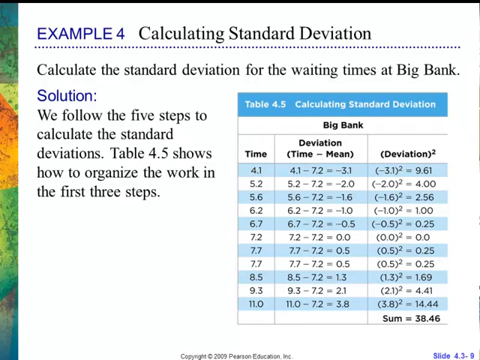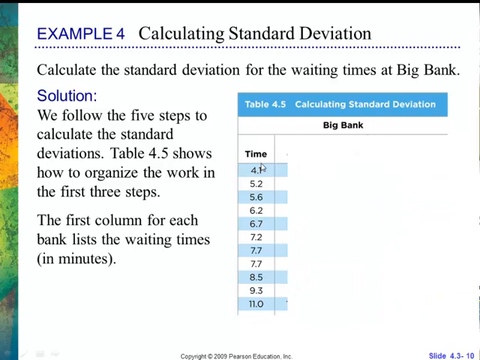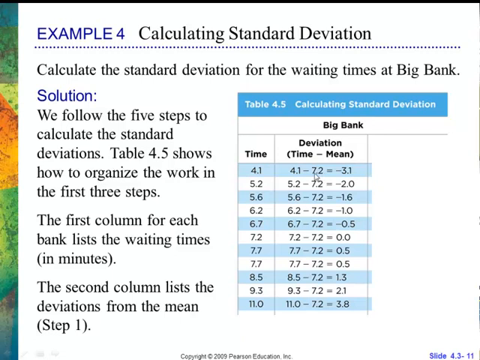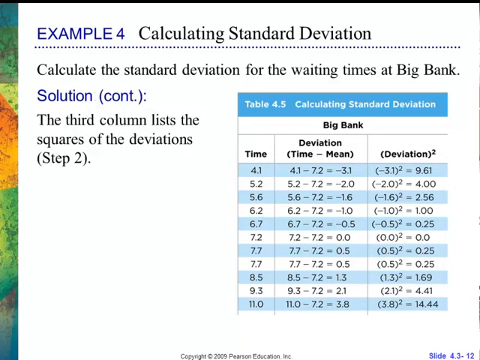So let's actually show you how they're going to calculate the standard deviation. They're going to do it here for Big Bank, and it's a bunch of steps. The first step is we have all our values. We are going to subtract the mean from those values. That's what this is. Here's the mean of 7.2, 4.1 minus 7.2, 5.2 minus 7.2, all the way down to 11 minus 7.2. We have all of our values. That's step one. Step two, we're going to square them.